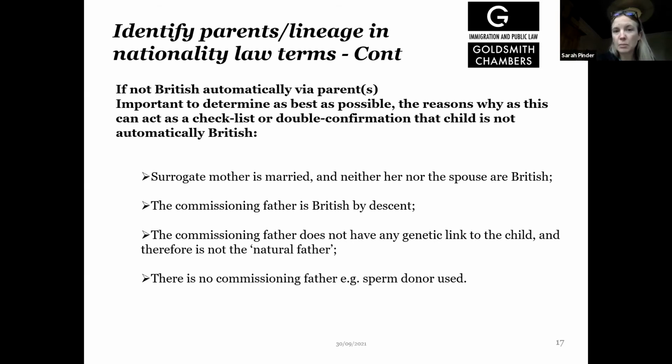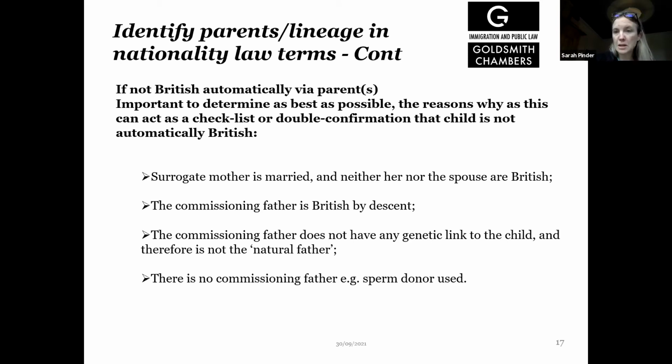And so just running through here, a child would not be automatically British if the surrogate mother is married, for example, and is obviously not British. So neither her or their spouse are British. The commissioning father, the intended parent father, is British by descent, so they can't then pass it down. The commissioning father does not have a genetic link to the child, and so they can't then benefit from that natural father definition in nationality law.